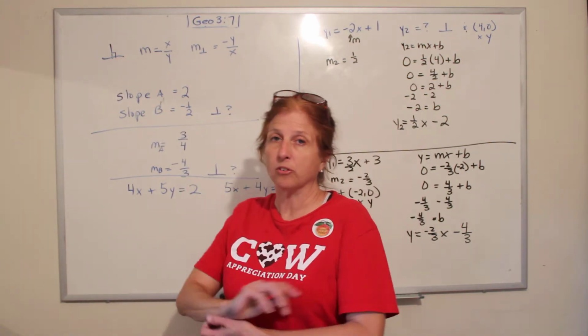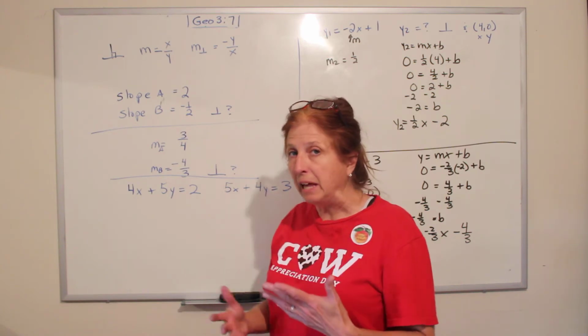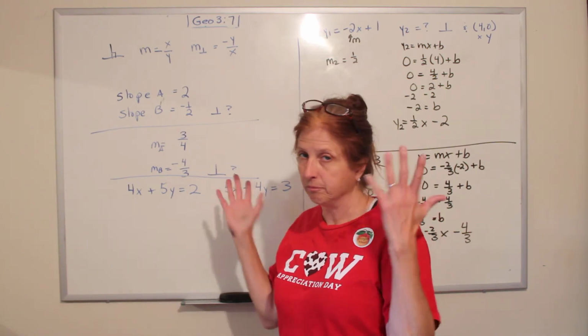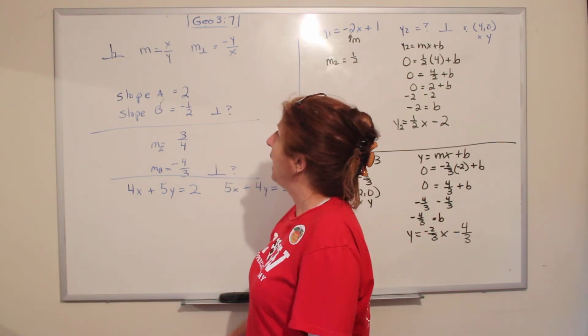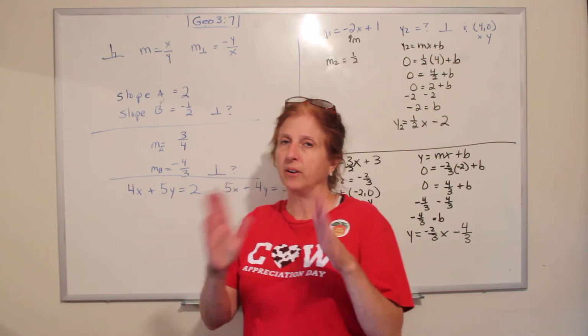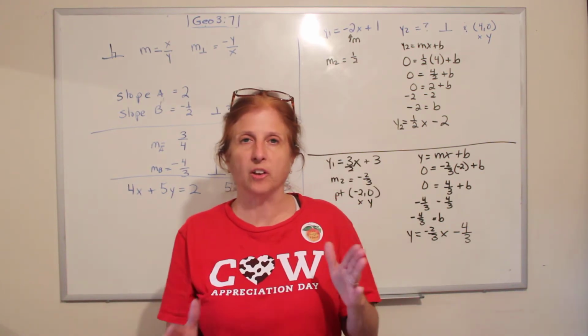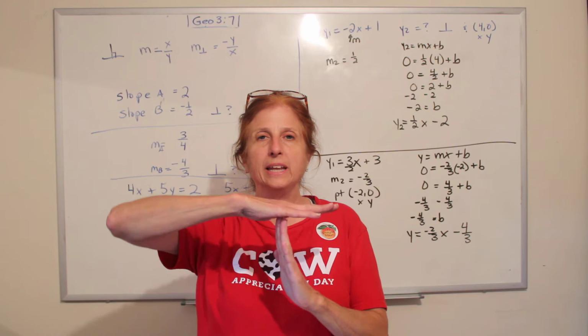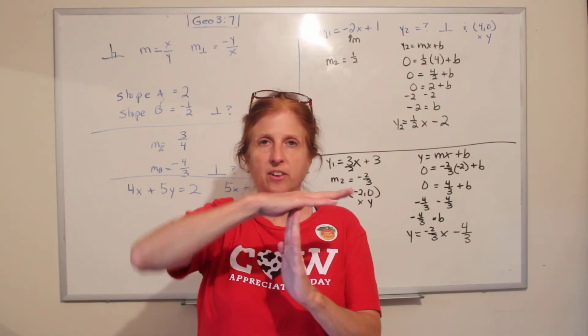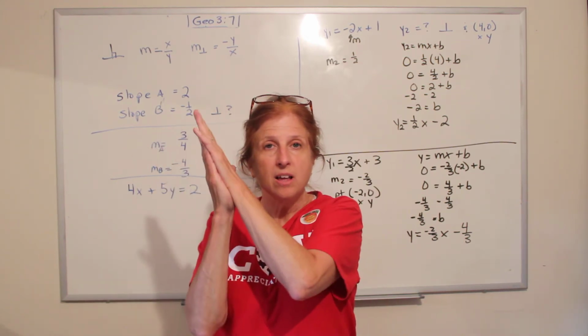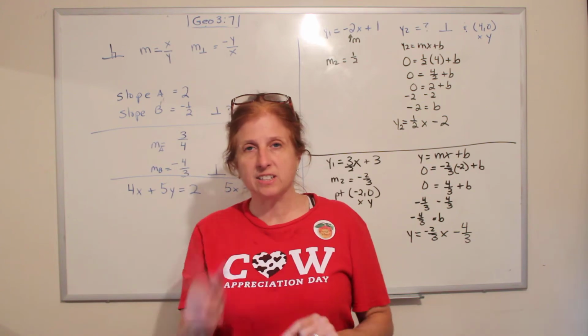We already talked about slope. It is m. Who knows why? Doesn't make any sense. And that if lines are parallel, they have the same slope. If lines are perpendicular, to get the slope, you flip it and change the sign.